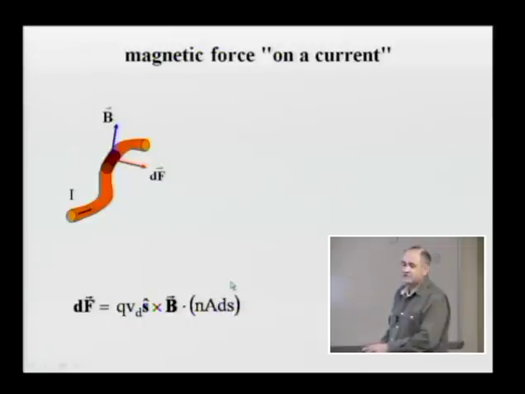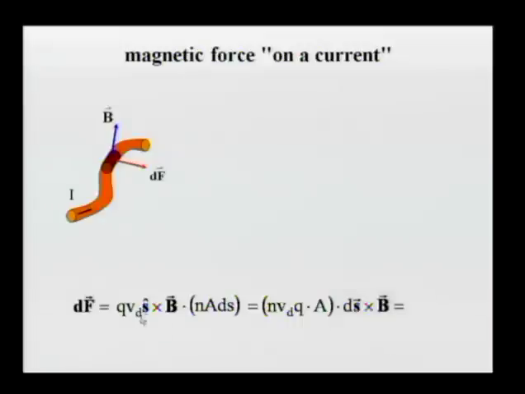ds is the length of that segment. So if I combine these two quantities together, I can write it down that way. Now, do you remember what I called this vector? Well, I gave a name to this vector, and I want you to call it that way. I called it the segment vector.